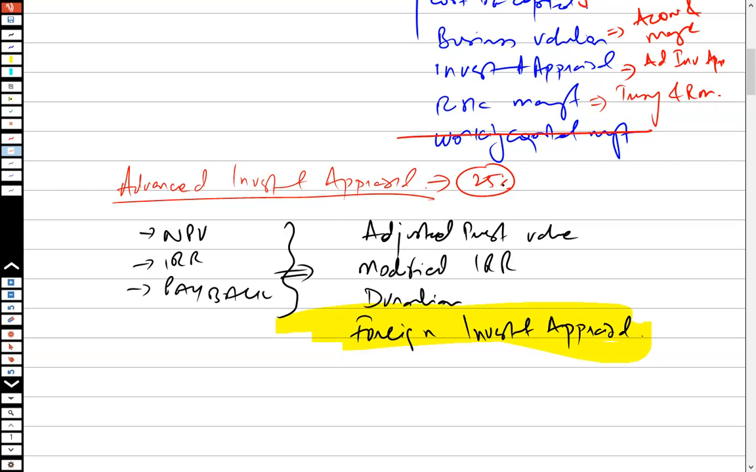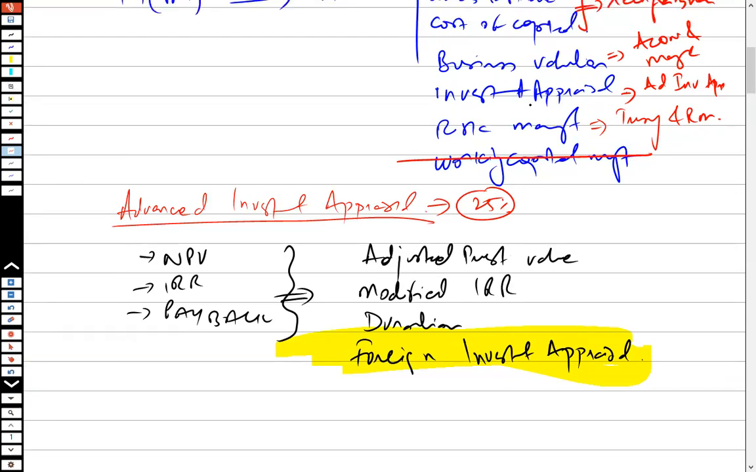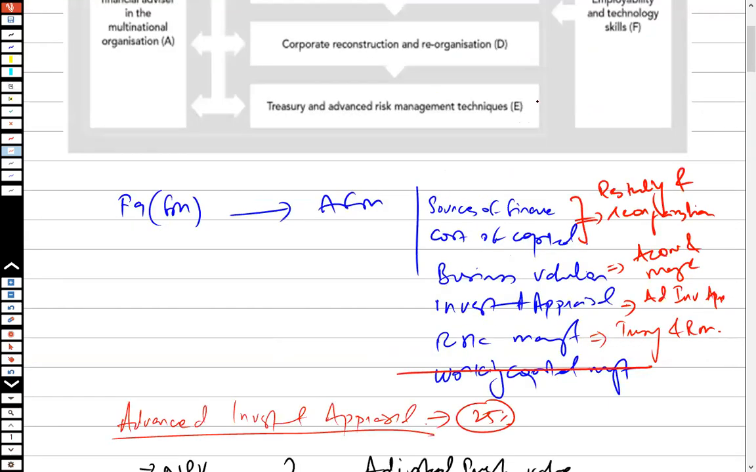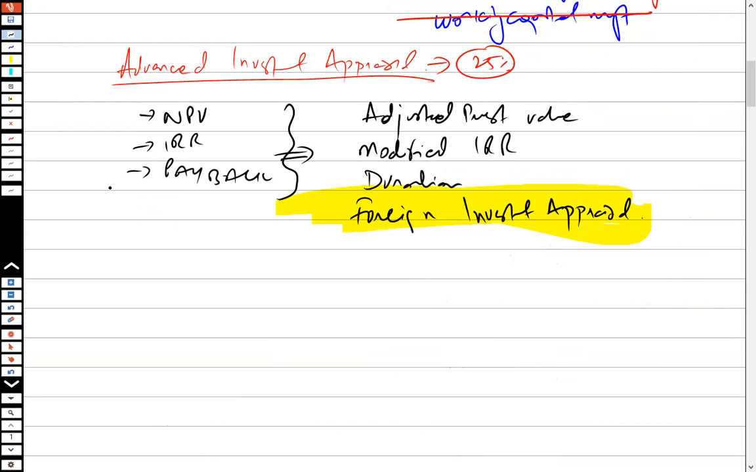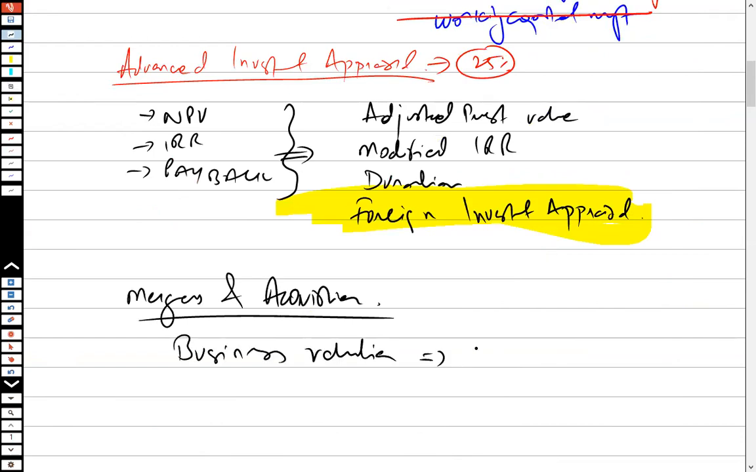The next thing that you need to understand is that's one of the areas. The second one of them is mergers and acquisitions. We have already studied business valuation at the F9 level. Here, what we will be doing is discussing the advanced valuation techniques.